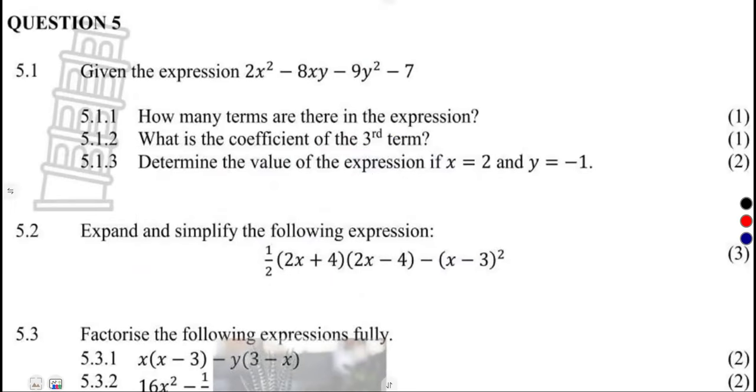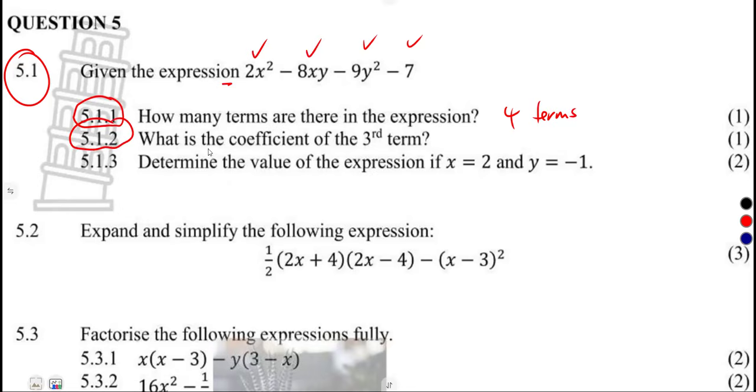Let us move on to question number 5. 5.1, given this expression, 5.1.1, how many terms are there in the expression? Just count 1, 2, 3, 4. So there are 4 terms.